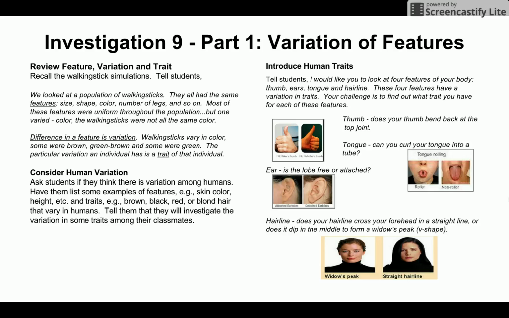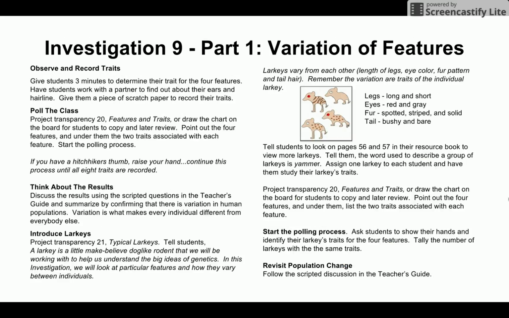Part 1, Variation of Features. Review feature, variation, and traits with students. Ask students if they think there is variation among humans. Tell them that they will be looking at 4 features of their body. Give students 3 minutes to determine their trait for the 4 features.